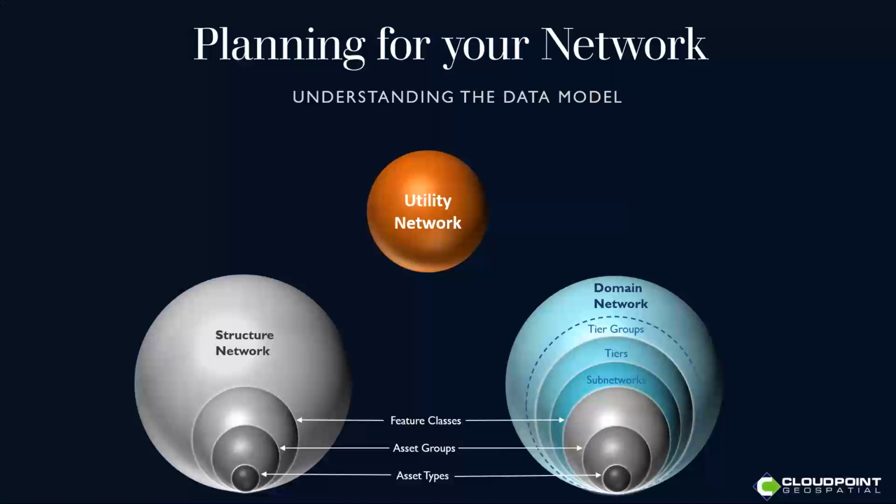In the sanitary network, with respect to the sewer collection system tier, the treatment plant is the subnetwork controller. To create a subnetwork, you would select the treatment plant as the subnetwork controller, give it a name, and name the subnetwork. All this is done after the utility network is created and unfortunately not covered in this webinar. So the next level in the utility network is the feature classes, which contain the features of both the structure and the domain networks. And finally, asset groups and asset types, which define the features in more detail within the feature classes.